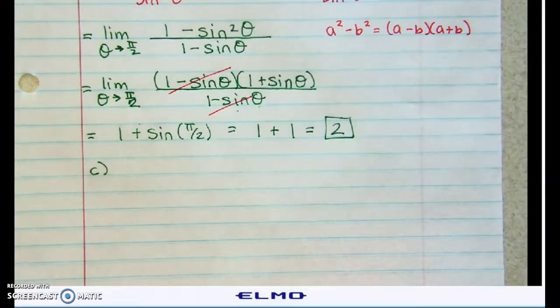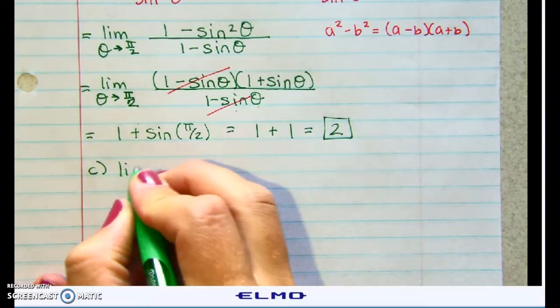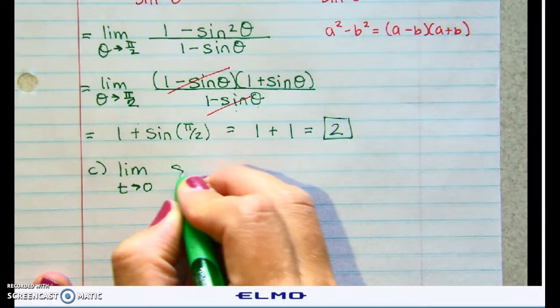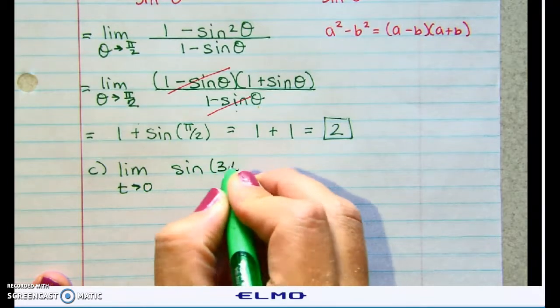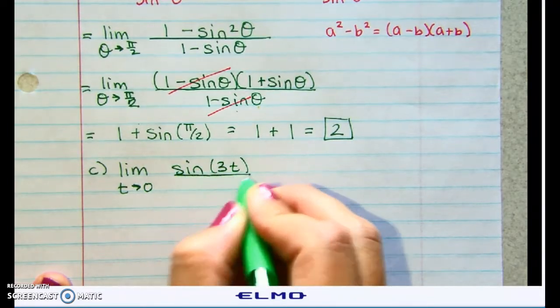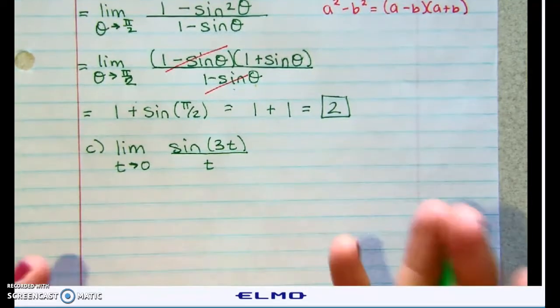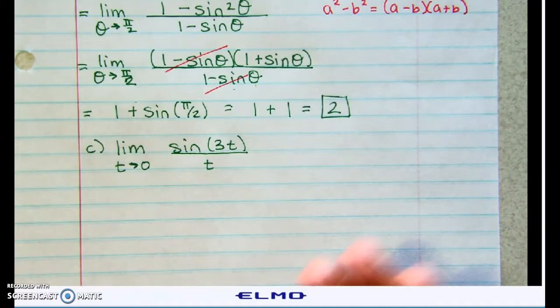All right, part C. Let me write it down. The limit as t approaches 0 of sine of 3t. What should scare you is how basic this is, and you're like, oh, it's so simple, I don't know what to do. I can't factor it. There's no identities.